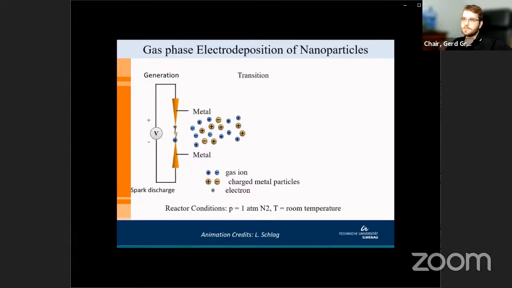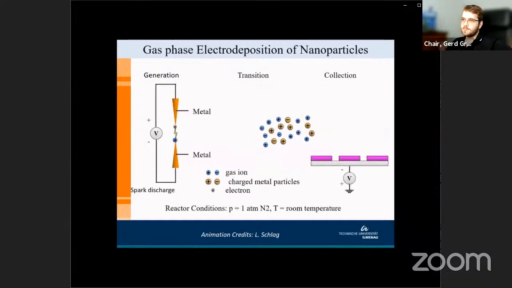Once the generation phase is ongoing, the next phase is transition, where the soup transits from the generation region towards the substrate, where we are going to collect these particles. The substrate is a conducting plate which is negatively charged, with a patterned photoresist on top of it.